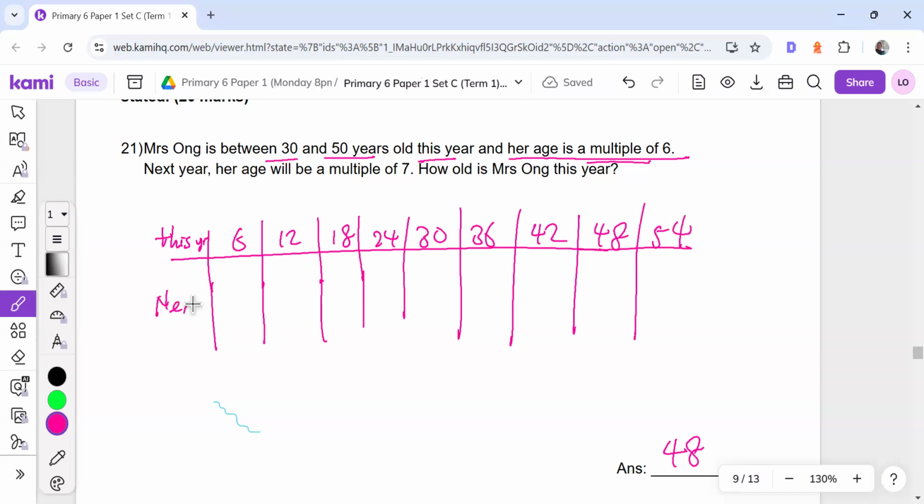Next year, then you have a label. Next year, 7. Then this will be 13. Am I correct? 19, 25, 31, and so on. All these numbers. But which numbers do we look at? Which numbers do we look at?